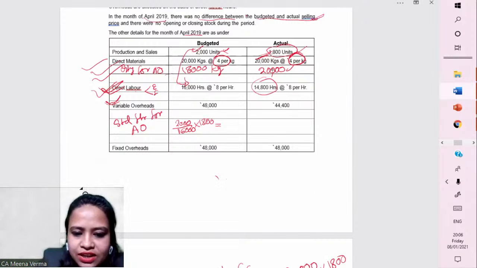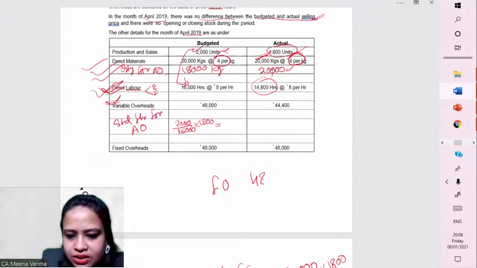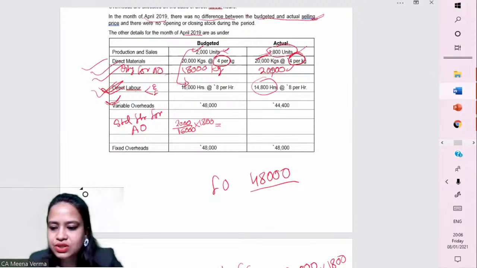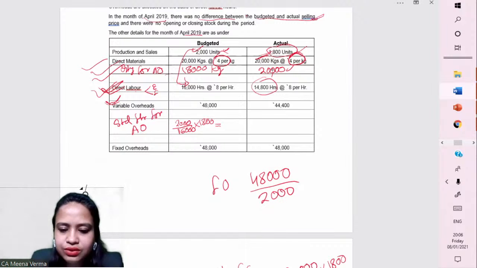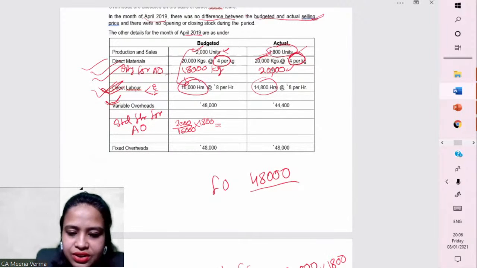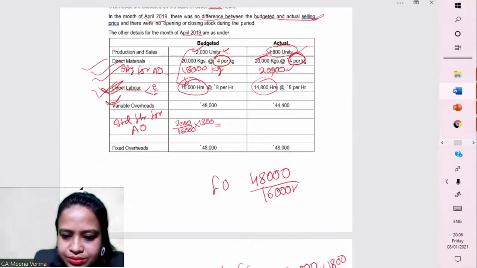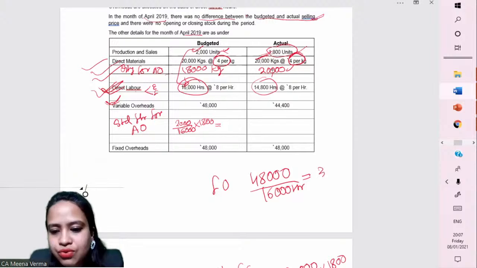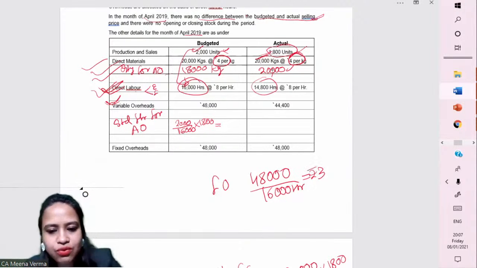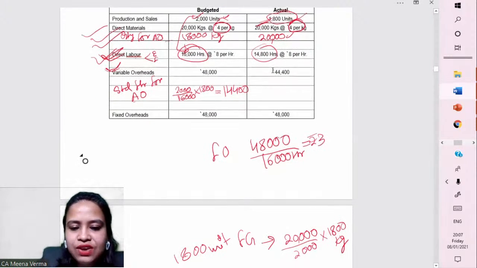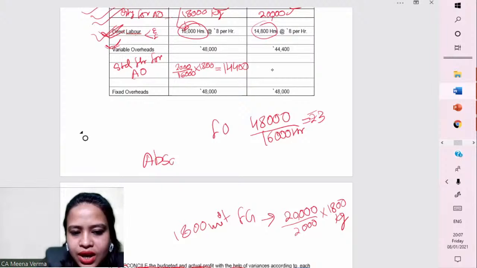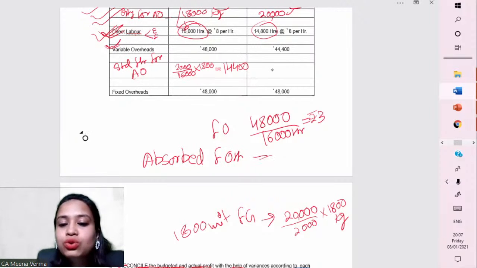Rate: you can see that the budgeted fixed overhead is 48,000, and the hours we have are 16,000 hours. So what is the rate of absorption of fixed overhead? ₹3. This is the rate of absorption of fixed overhead. Now we will consider the standard hour for actual output, which is 14400. So in this way, we will get the absorbed fixed overhead for actual output.